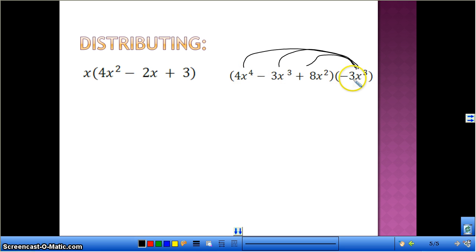So you're going to multiply the numbers first. -3 times 4 is going to give you -12. Like bases are the x's, so it's going to stay as an x. And then you're going to add the exponents 4 plus 3, which will give you 7.